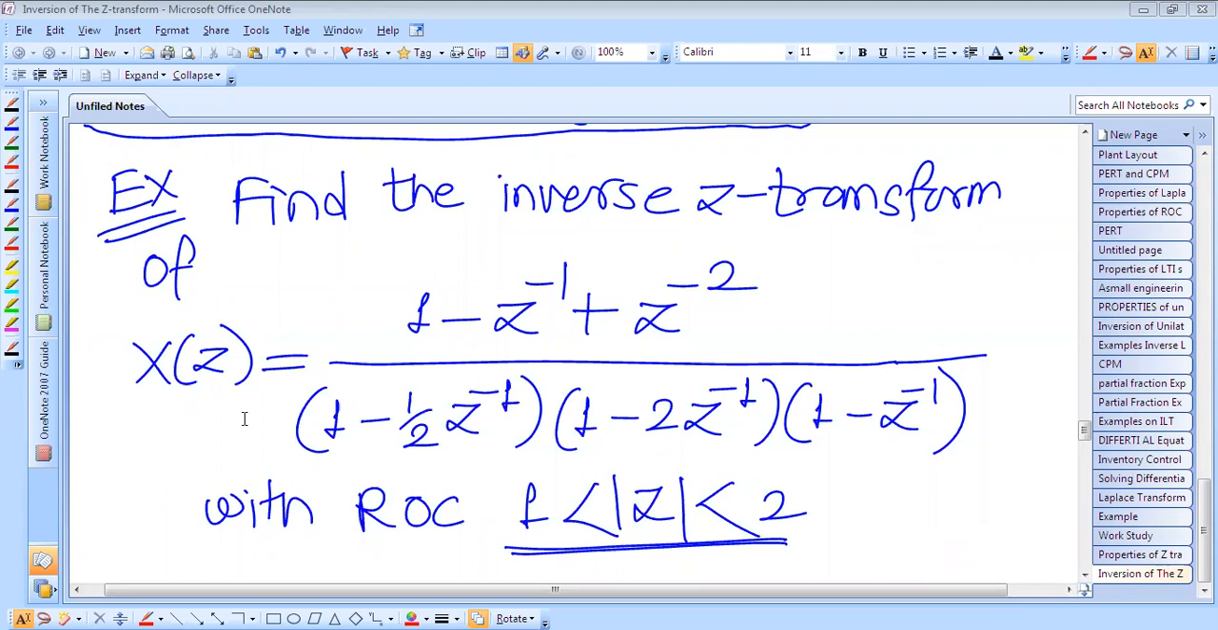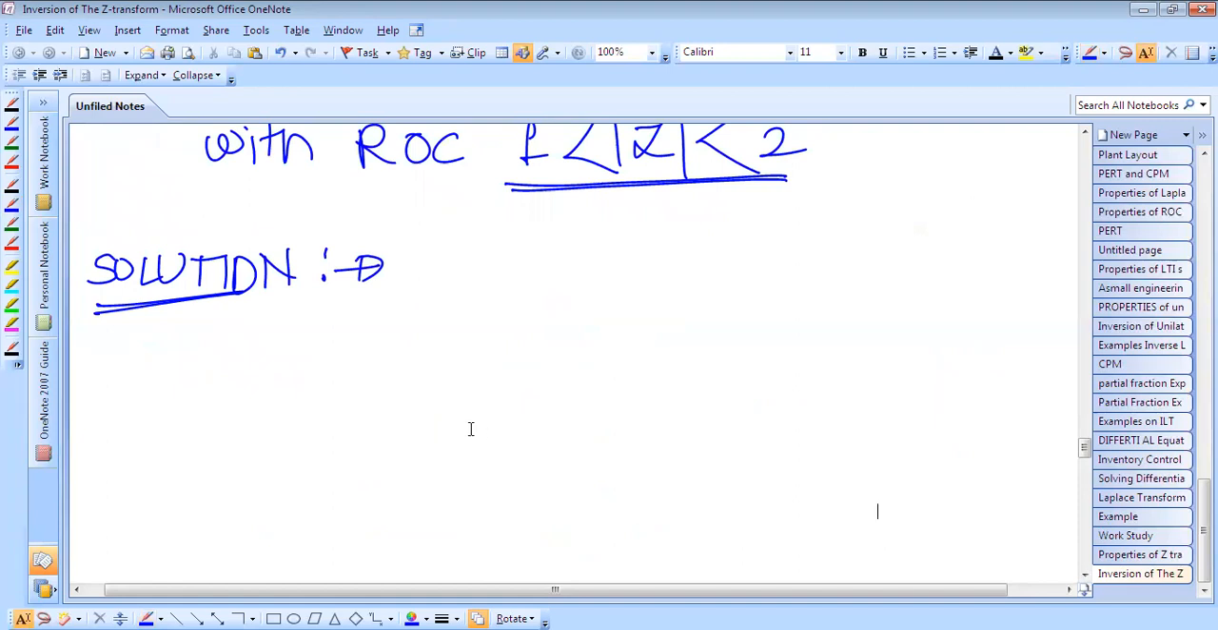Today we'll solve this example: how to find the inverse z transform of the given function X(z) equal to (1 - z^-1 + z^-2) divided by the first factor (1 - (1/2) z^-1), the second factor (1 - 2 z^-1), and the third factor (1 - z^-1), and the ROC is given as the magnitude of z is greater than 1 but less than 2.